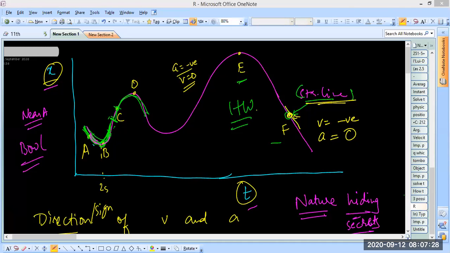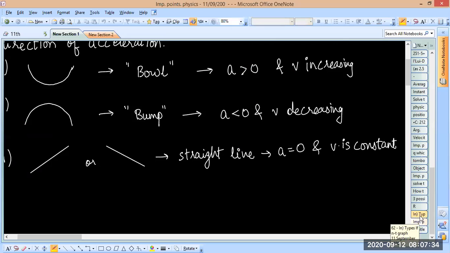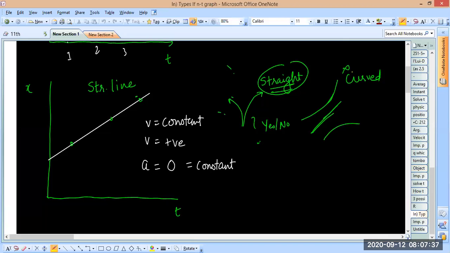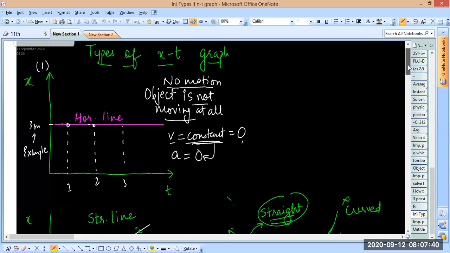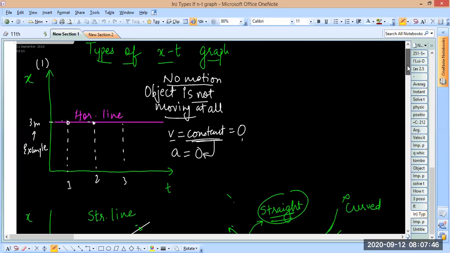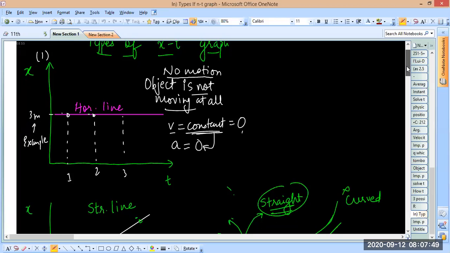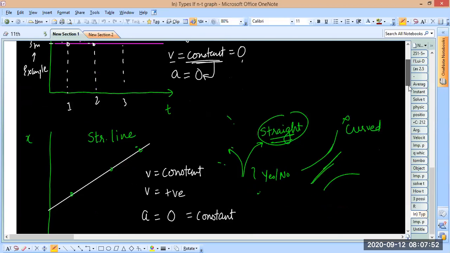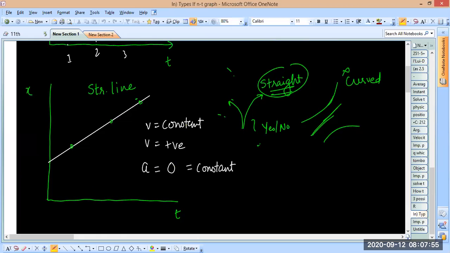Okay. Now, this is what we were talking about the last time, right? That there are different types of xt graph. This is one which is horizontal line, which indicates that the object is not moving at all or it is at rest. All right. Then this is again a straight line, but it's going up, right? So the velocity is constant, because it's a straight line, and the velocity is positive, right? And acceleration is of course zero because velocity is constant.